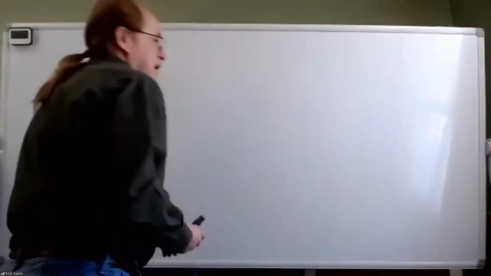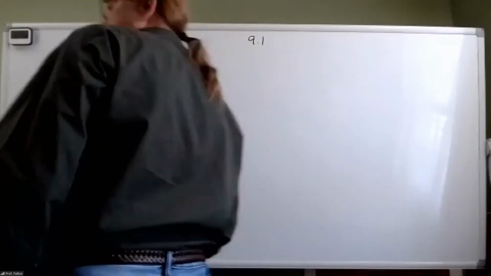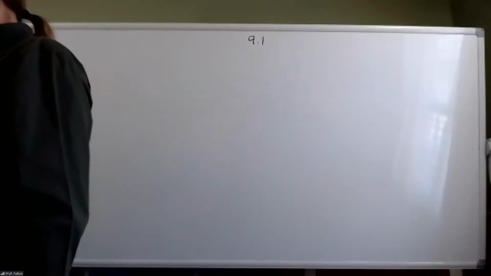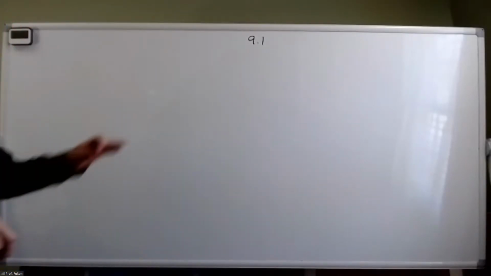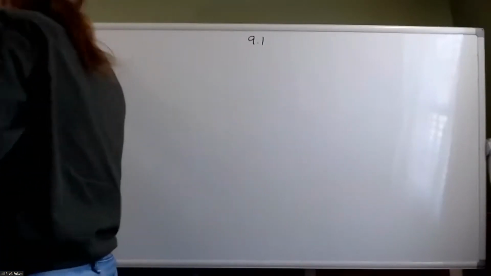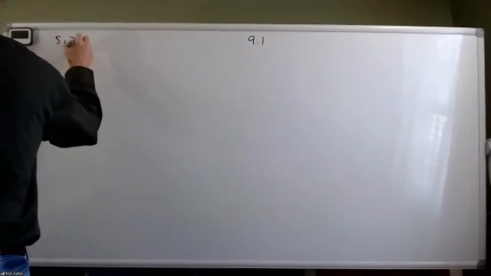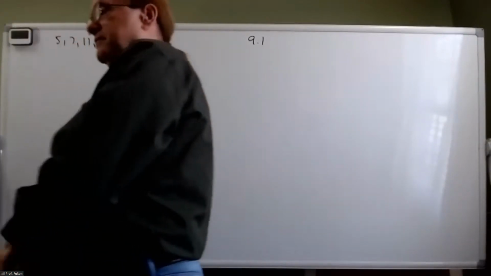All about 9.1, and we're using the rules of exponents now with the function notation. A little bit different than what you've seen before. So any problems with that? Any questions at 9.1? Numbers 5, 7, and 11 and 13, please. Anything else there?